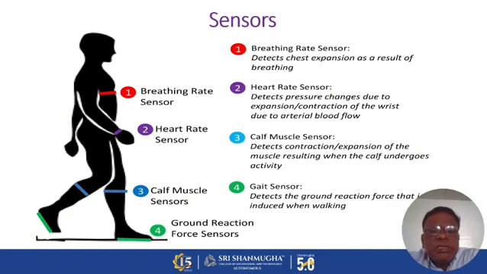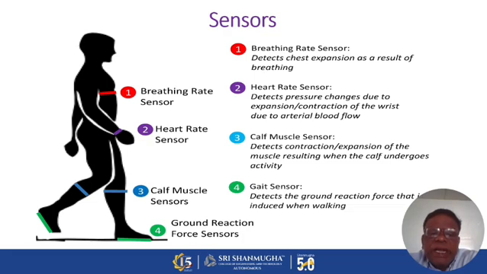Other types of sensors are there. One is the breathing rate sensor, or otherwise the heart rate sensor, and then the cough muscle sensors. Each and every sensor gets some different information from our body conditions. The breathing rate sensor detects the chest expansion as the result of breathing over a time period. Heart rate sensors normally detect pressure changes, and cough muscle sensors normally detect the muscle activity when coughing undergoes the regular activity.